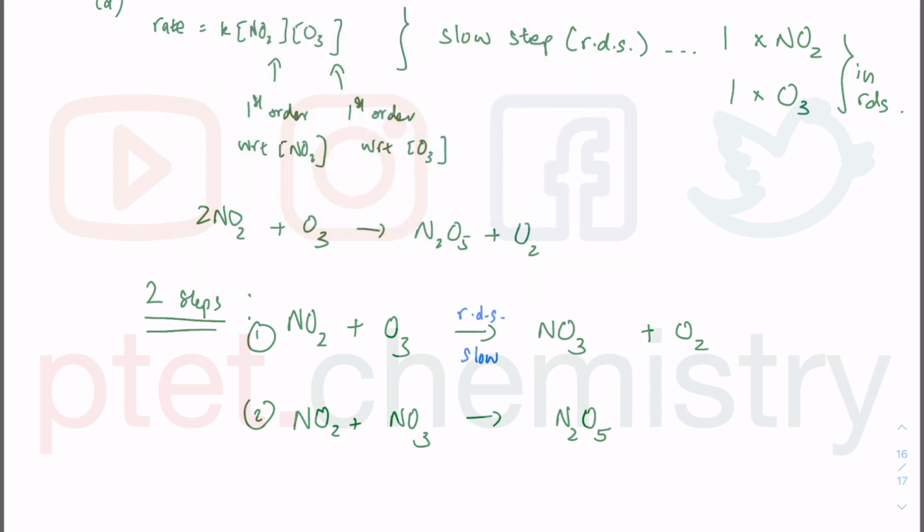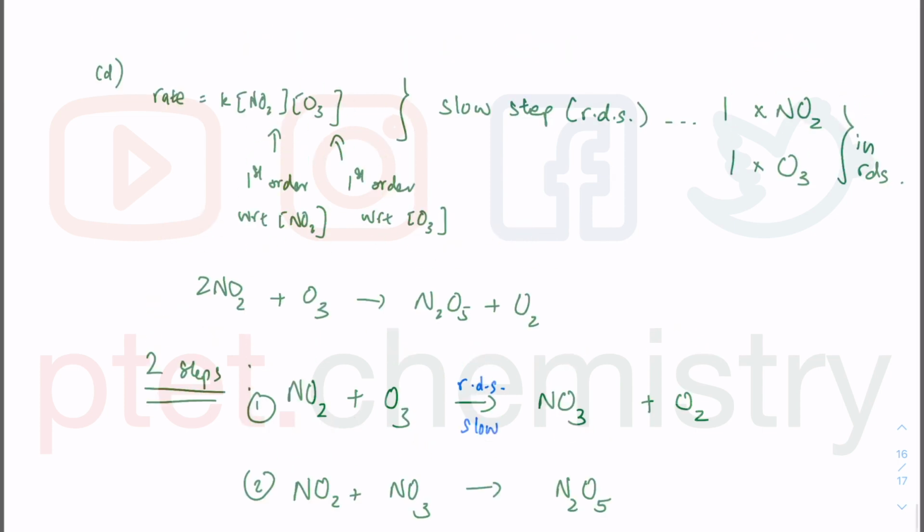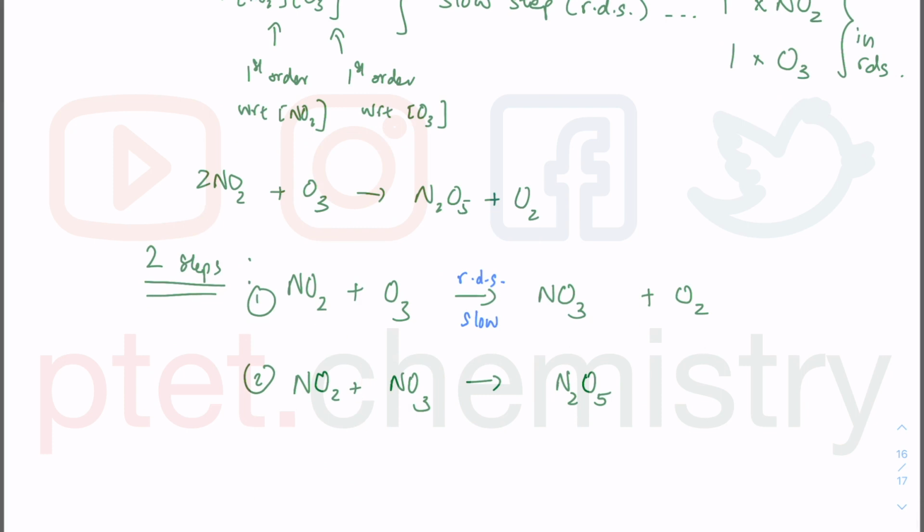It's the slow step because one of these and one of these, as stated in the rate equation, affect the overall rate of reaction because they appear in the slower step of the reaction. This is a possible two-step mechanism.